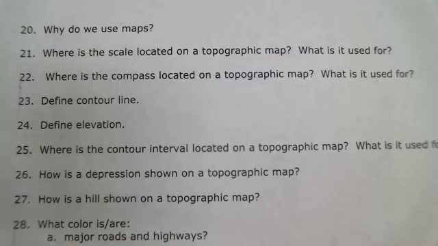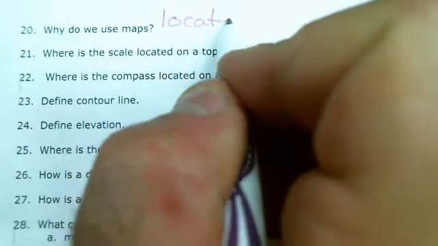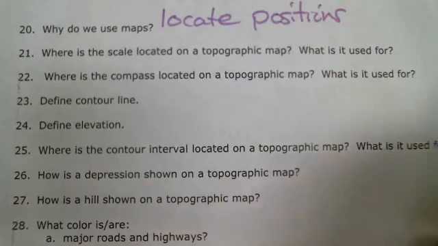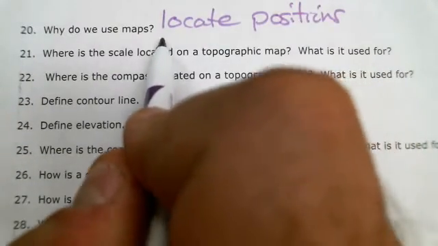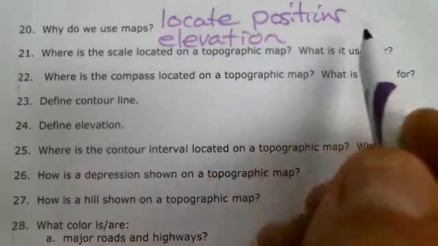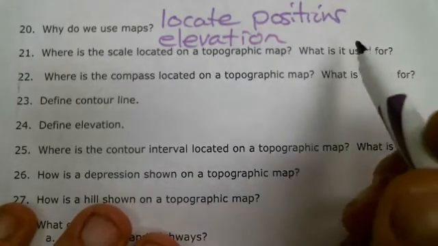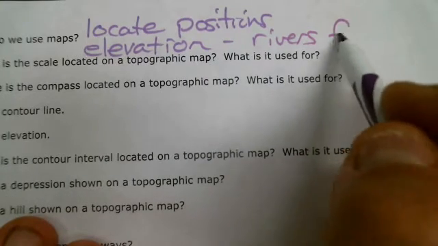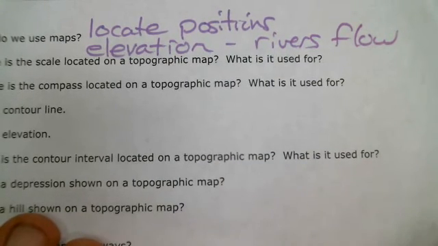This is day 48 study guide, starting on the second page, number 20. Why do we use maps? There's lots of different reasons for that. We can locate certain positions. For a topographic map, we can determine the elevation of an area. And we can also tell which way rivers flow. And there are many other reasons too.